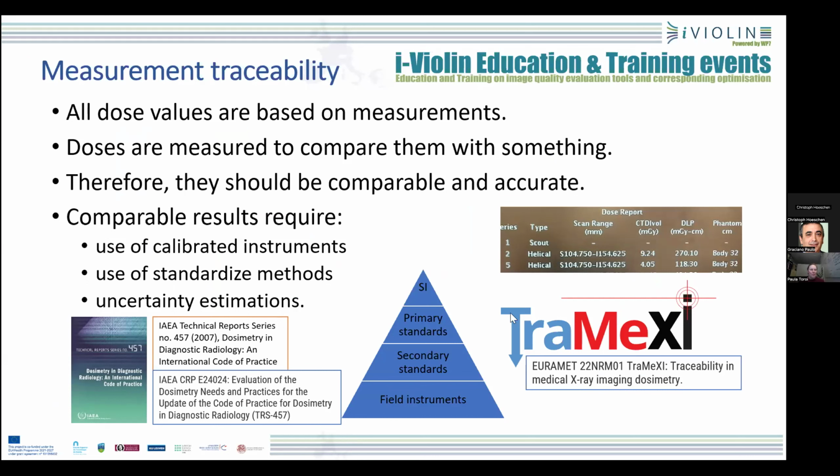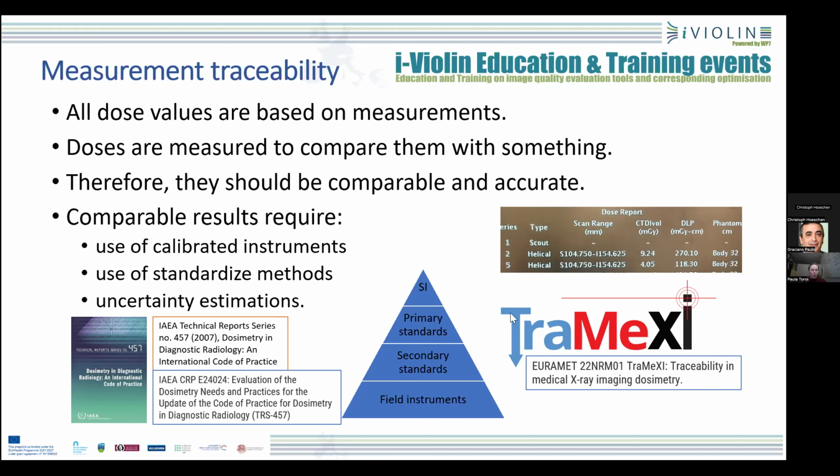We need to use the dosimeters and do some measurements. And then when we want to compare the results to other doses, we really need to make sure that our measurements are accurate and comparable. And for this purpose, we need calibrated instruments. We need to use standardized and harmonized methods so that we have comparable results. And we also need to do uncertainty estimations.